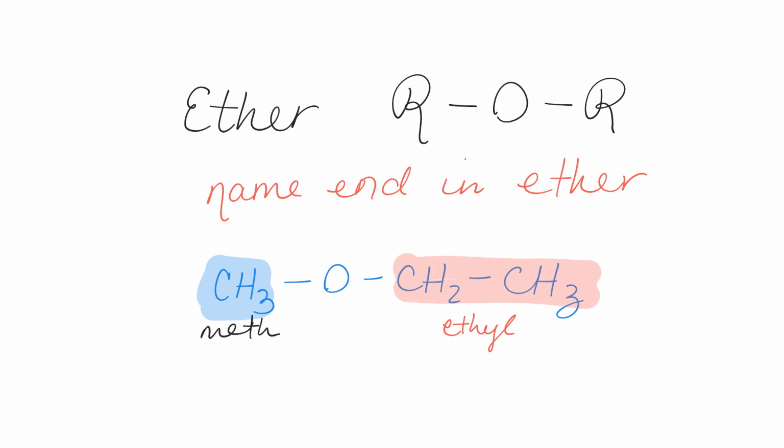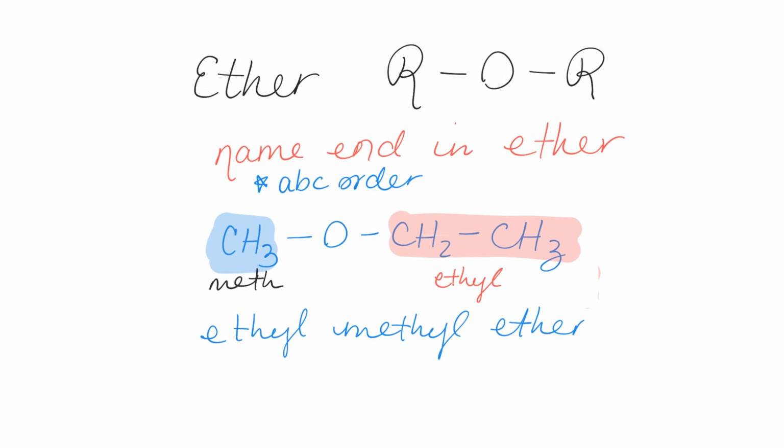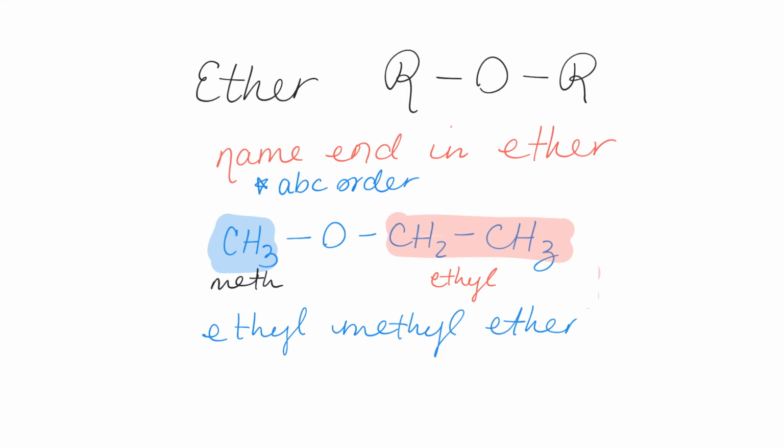So we are going to go in ABC order as per usual, and we are going to name this thing, wait for it, ethyl methyl ether. Really brilliant, huh? Okay, so ethers are really simple. You can tell that it's an ether because it's got two R groups that are connected by an oxygen in the middle.